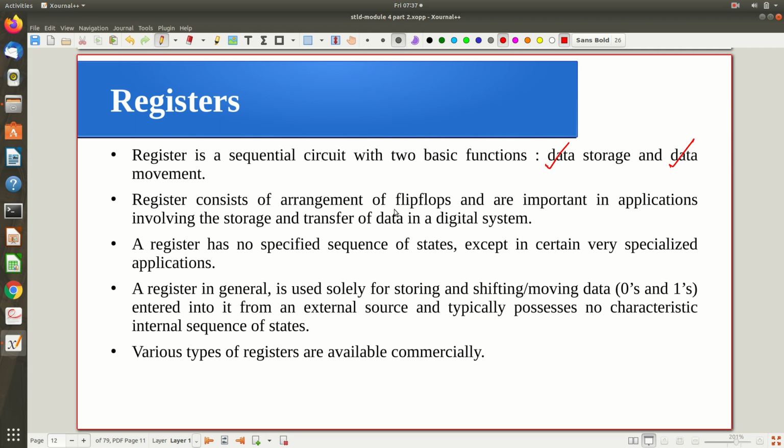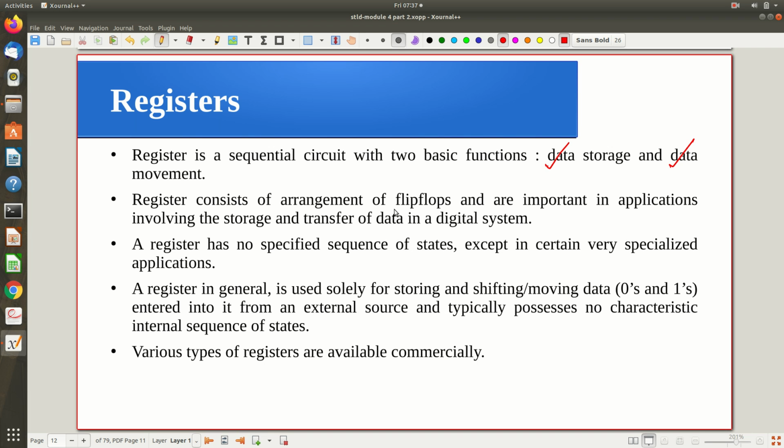A register has no specified sequence of states except in very specialized applications. So that is the odd one out. By default a register does not have any sequence of states like what happens in a counter, where the counter goes through some predetermined set of states, right? So a register does not have it. A register in general is used solely for storing and shifting or moving data, right?